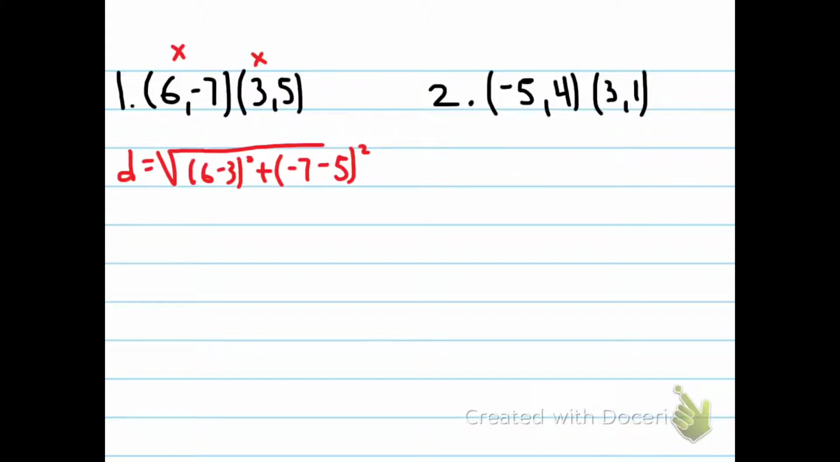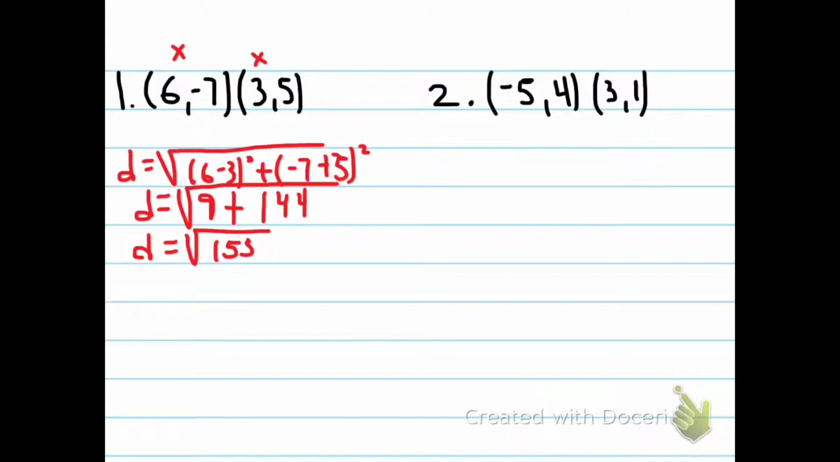So first we're gonna do 6 minus 3. So 6 minus 3 is 3, and when you square 3 it becomes 9, plus negative 7 plus a negative 5, which is a negative 12. So a negative 12 squared is 144, because 12 times 12 equals 144. And then 9 plus 144 is 153. So your distance equals the square root of 153.